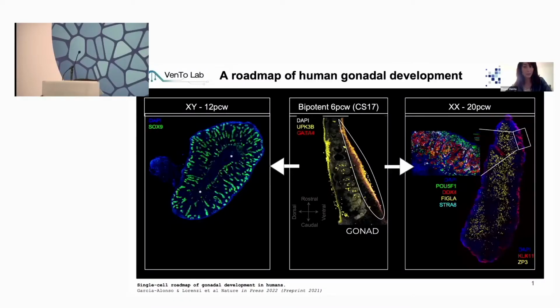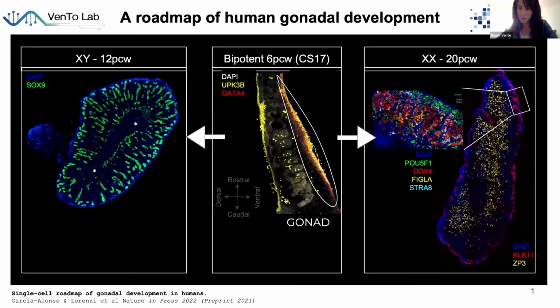Hello everyone, it's a pleasure to be here and present the work we have been doing as part of HuDeCA. So to begin with, what are the gonads and where are they coming from? The gonads are quite a unique tissue because they face a developmental choice. They need to decide if they become a testis in males or an ovary in females. And as you can appreciate here, they have different morphology and even different functions.